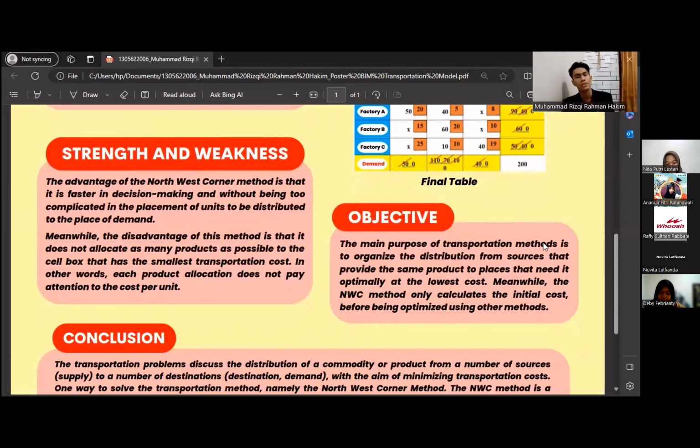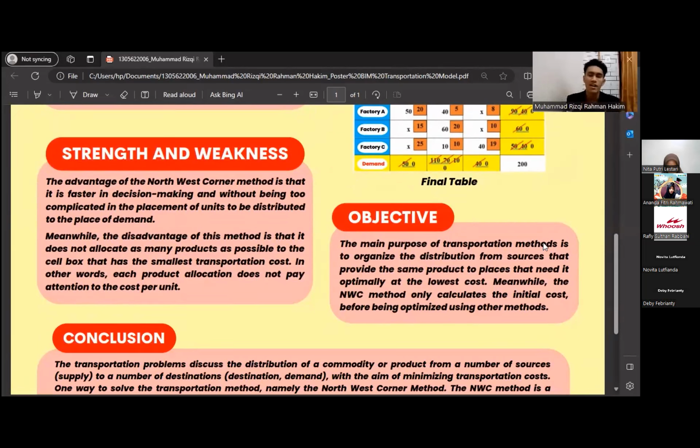and without being too complicated in the placement of units to be distributed to the place of demand. Meanwhile, the disadvantage of this method is that it doesn't allocate as many products as possible to the box that has the smallest transportation cost. In other words, its product allocation doesn't pay attention to the cost per unit.